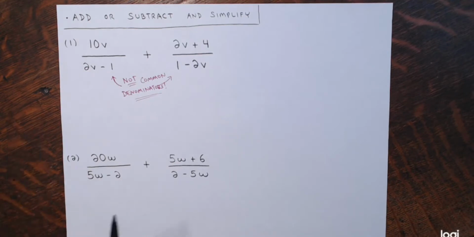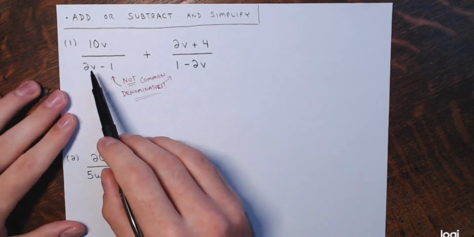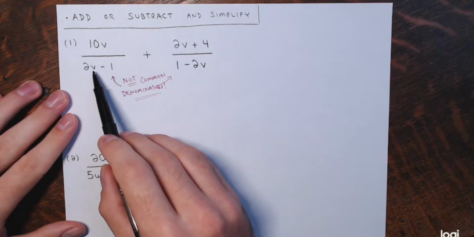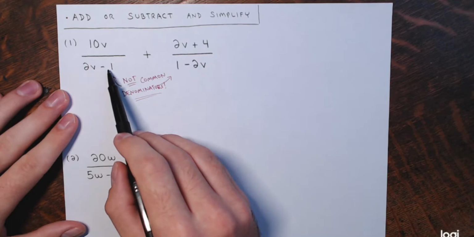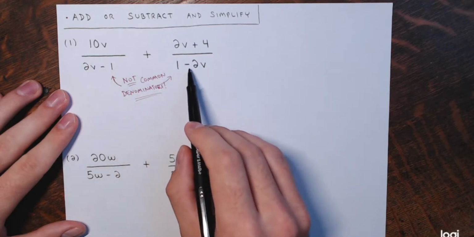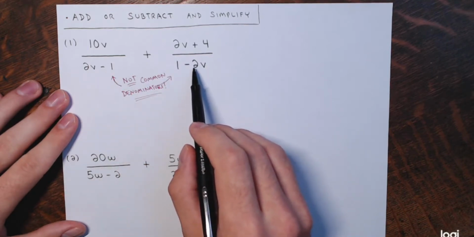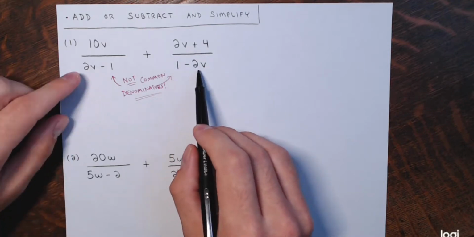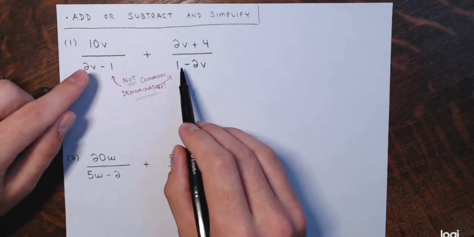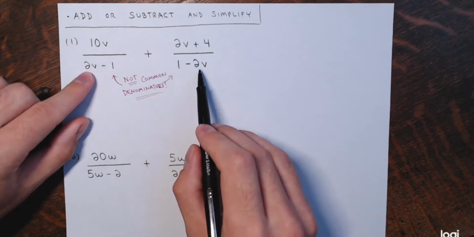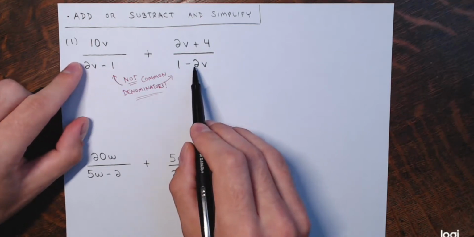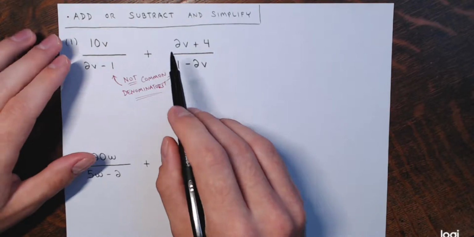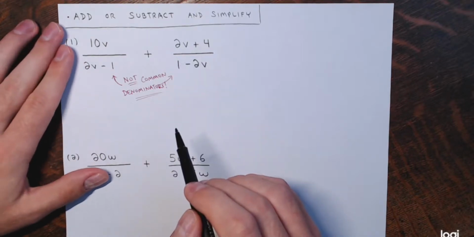one thing maybe you notice as well, this denominator has two terms, positive 2v and negative 1. And this denominator also has two terms, but there's negative 2v and positive 1. So basically they're the same two terms with opposite signs. Positive 2v, negative 2v, negative 1, positive 1. If every term has just the opposite sign, that means that they are opposites.